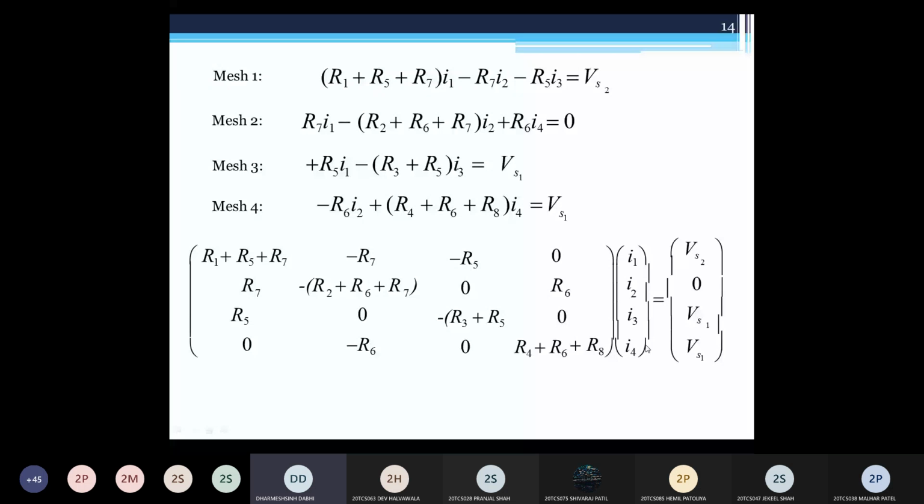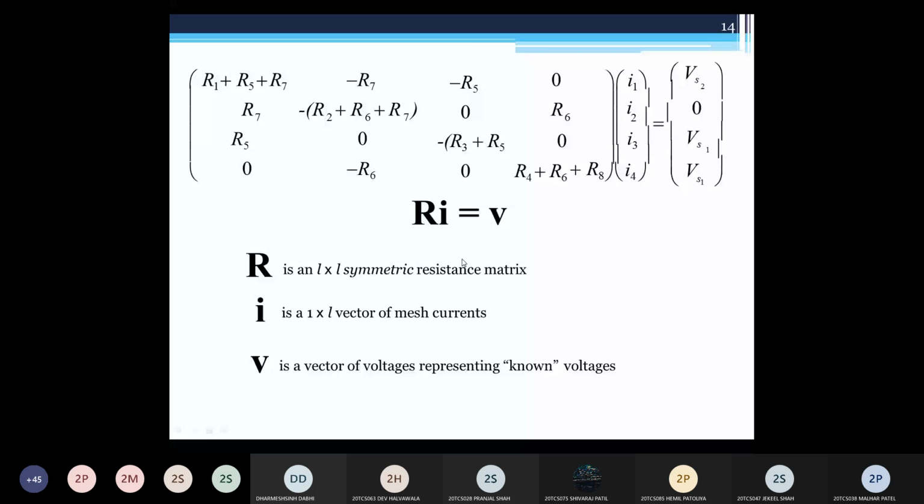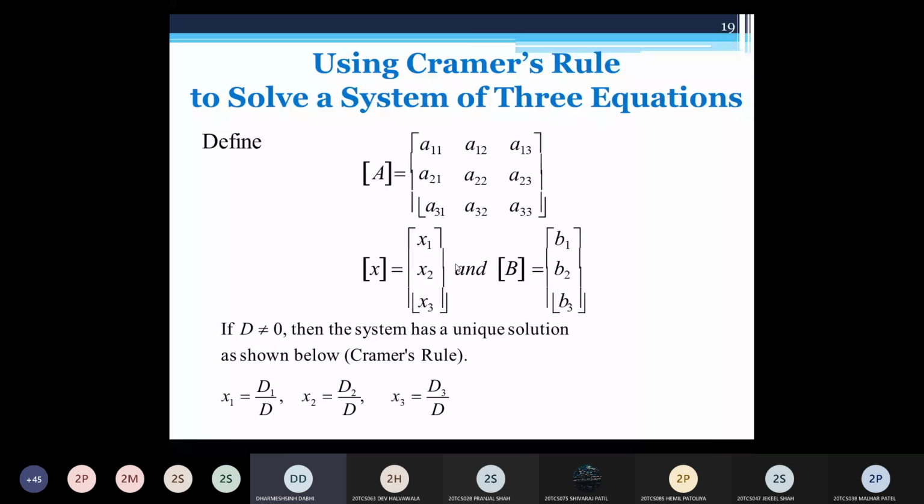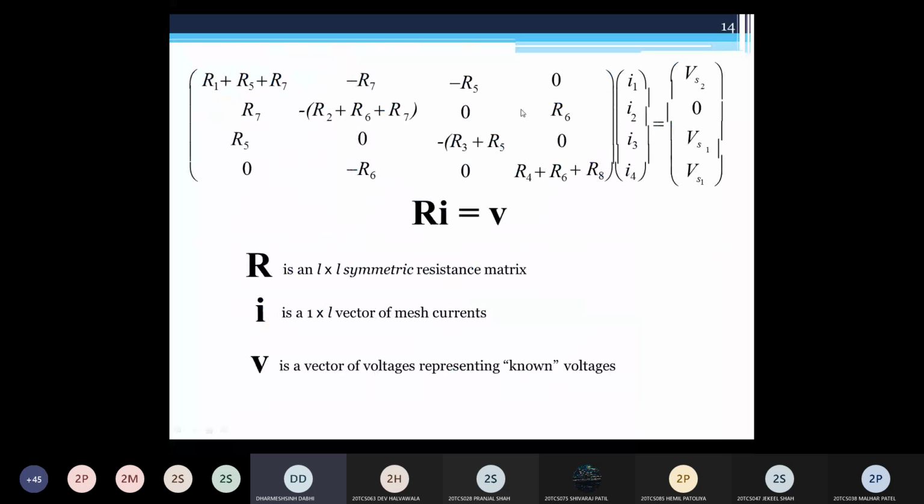So when you find the current I1, at that time you replace the first column of this resistance matrix by the voltage sources. Okay? And then find the determinant. That determinant is called D1. And the resistance matrix determinant is called D. So to find I1, you apply this equation, D1 by D. Here we take a common example for Cramer's rule using these 3 equations. So first we understand this. So this is a matrix of resistance, current matrix, and voltage matrix.